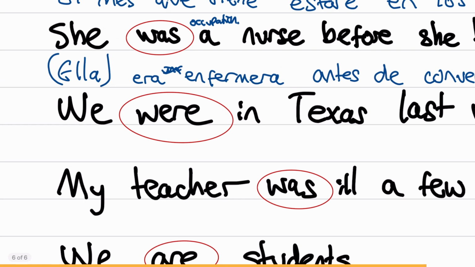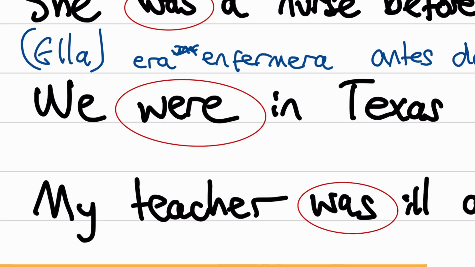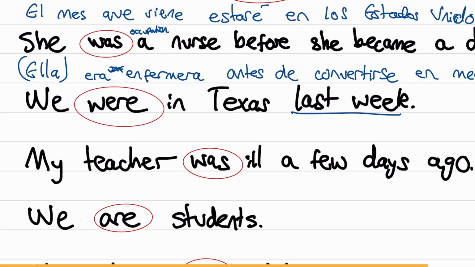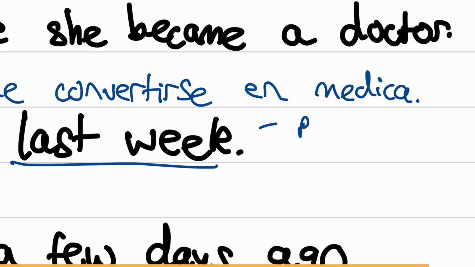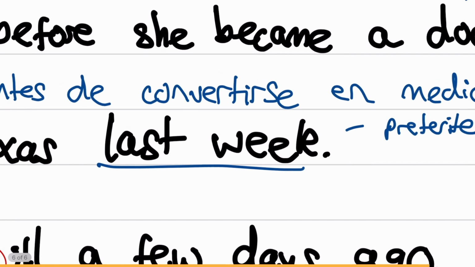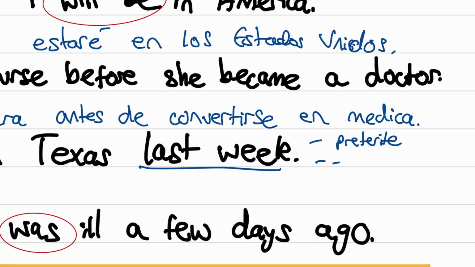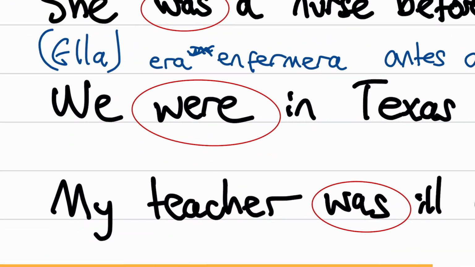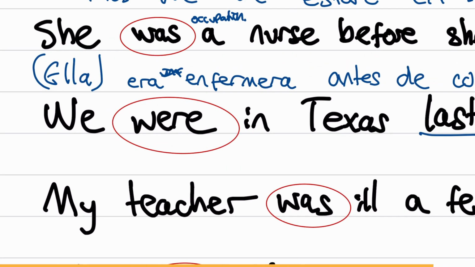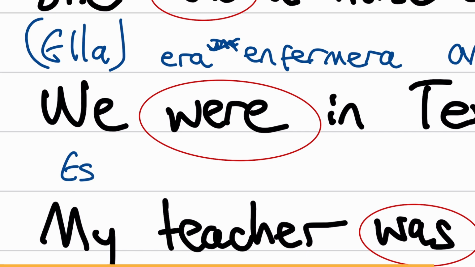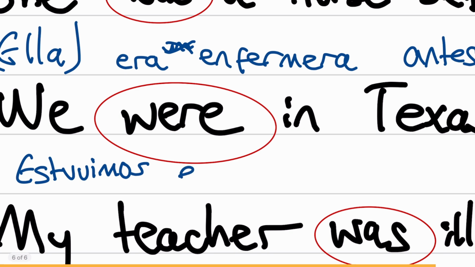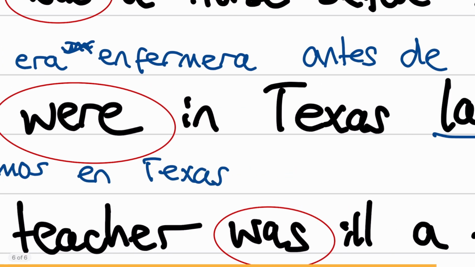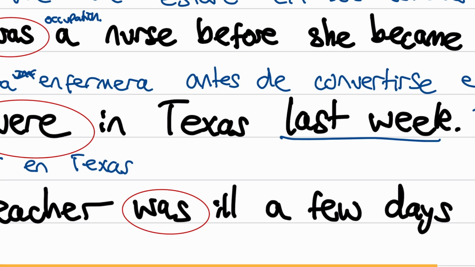Okay. We were in Texas last week. Now, we were, the last week actually even tells you it's the preterite tense. And is it estar or ser? Estar for location. So, we were in Texas last week: estuvimos. You can say nosotros, but I'm not going to here. Estuvimos en Texas, however you would say that in Spanish. And last week, I'll say la semana pasada.